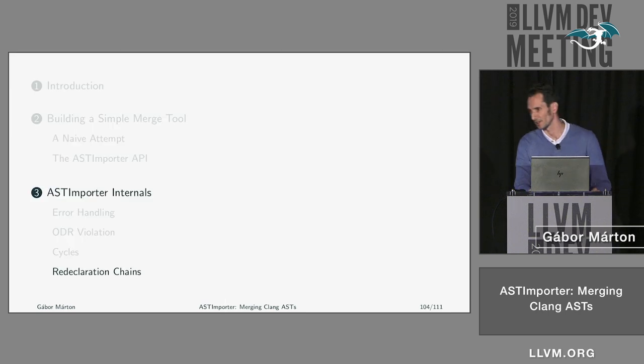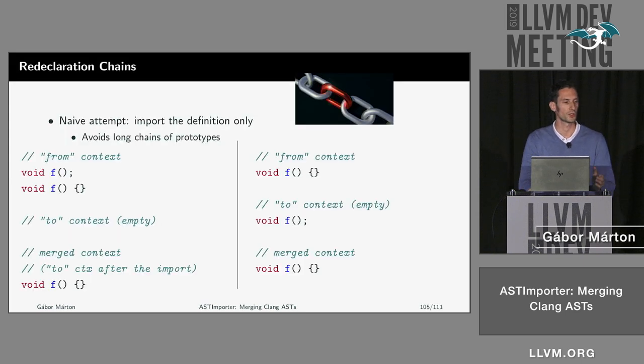Okay, this is the last topic about the internal details. So redeclaration chains are simply redeclarations of the very same entity. In this case, at the left-hand side of the slide, you may see a prototype declaration for F and then a definition for the same F. And previous implementations of the AST importer just attempted to import only the definition. So it left out the prototypes. This was actually a very good idea because that resulted in shorter and more compact AST.